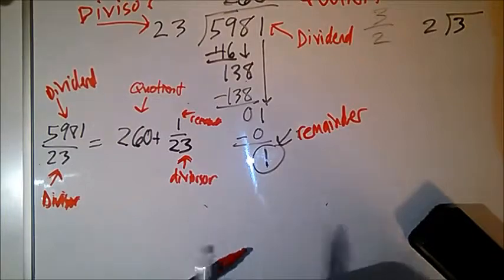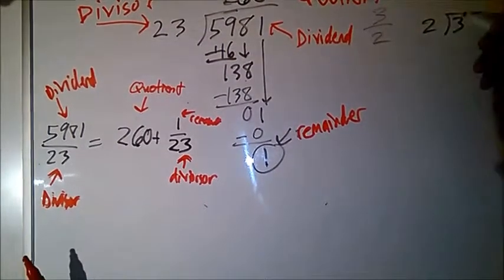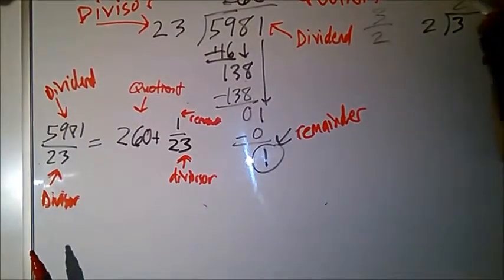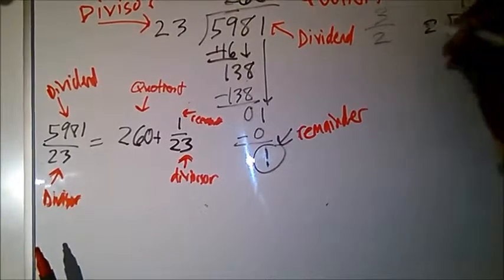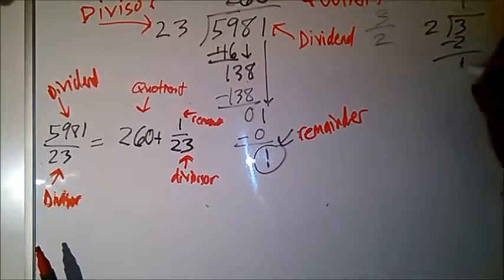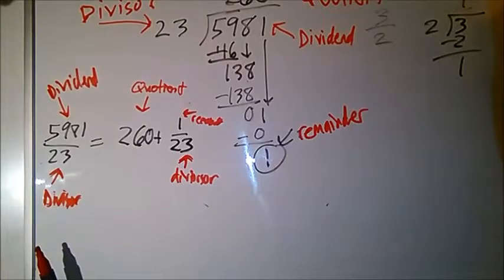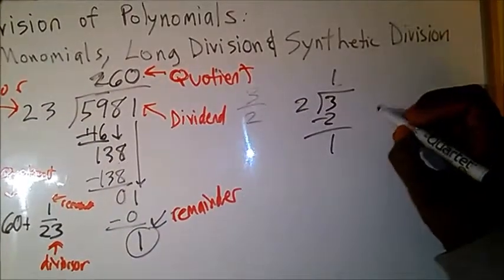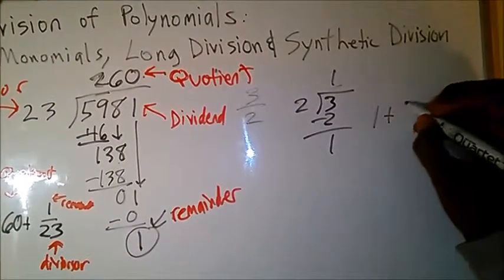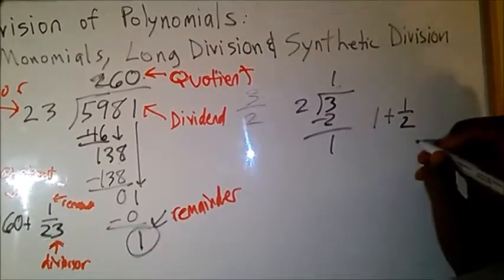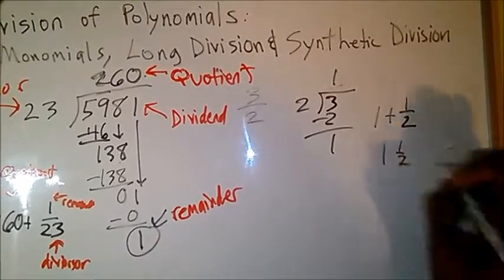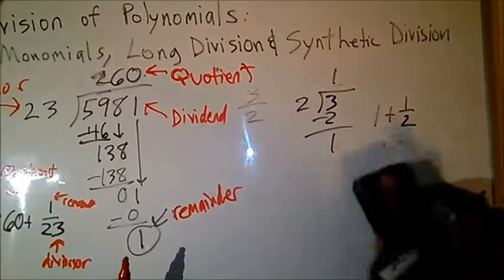Same thing with this one. You have 3 divided by 2. It's going to be 1, because 1 times 2 is 2. Our answer will be, you can express it in this way, 1 plus 1 over 2. Some people express it this way, like a mixed term.